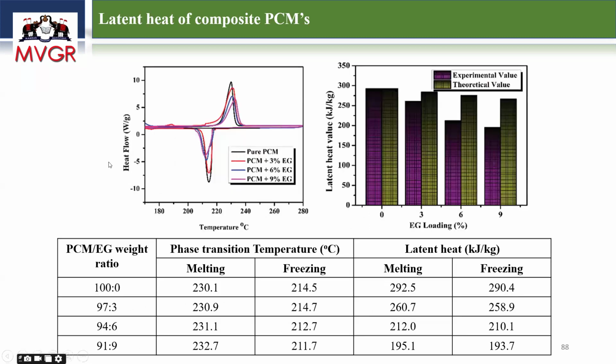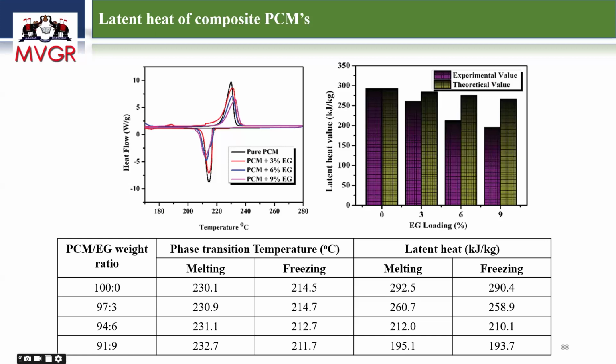And this is the latent heat value and melting point temperature value during heating and during cooling. So these are the values. If you add this 9% expanded graphite, your latent heat value will be reducing. Earlier it was 292.5 kilojoule per kg. If you add 9% expanded graphite, it will be reduced to 195.1. So that means 1 kg of pure PCM, having a latent heat value of 292.5, can store 292.5 kilojoules of heat. But if you make it with 9% expanded graphite, the PCM can hold up to 195 kilojoule per kg. So there is a reduction in the latent heat value.